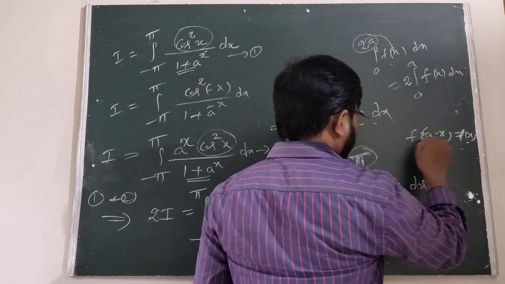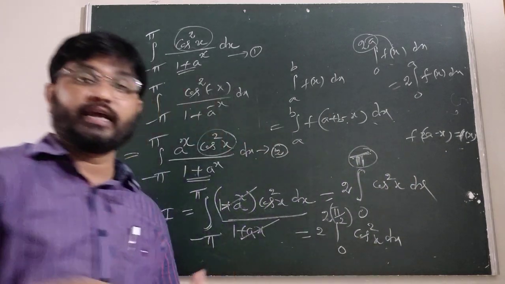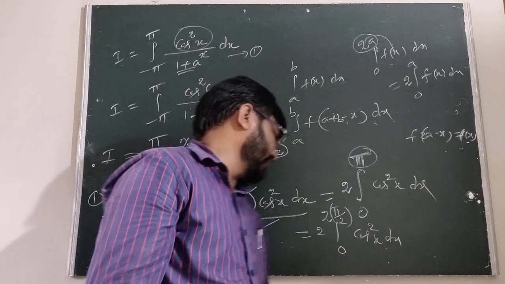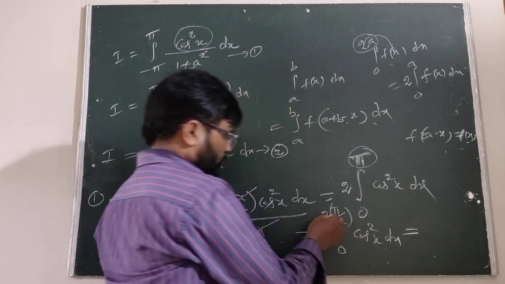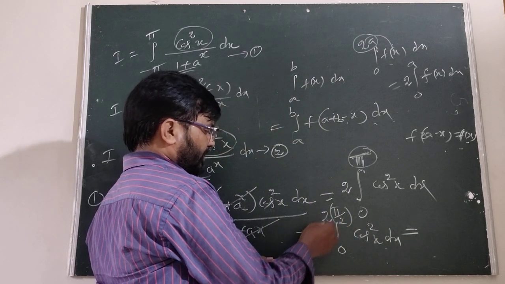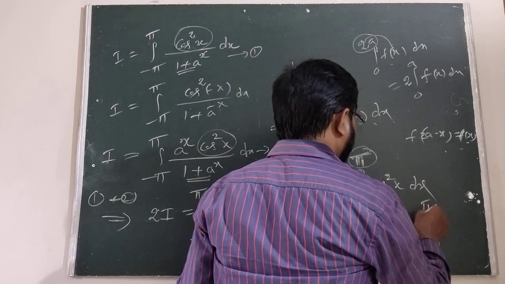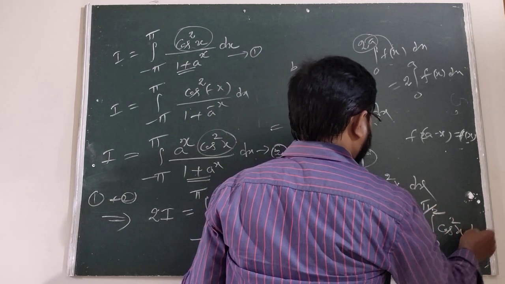That means f of pi minus x. Cos square of pi minus x is minus cos x, and minus square is plus cos x. That is f of x. That's why you can write this as, now this can be written as, 2 can be taken outside of the integral. 2 into 2, 4. After that, 0 to pi by 2 cos square of x dx.